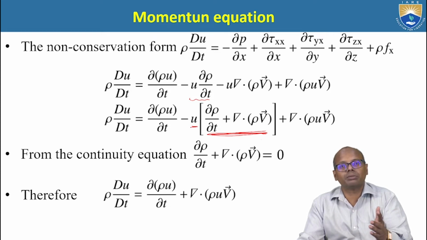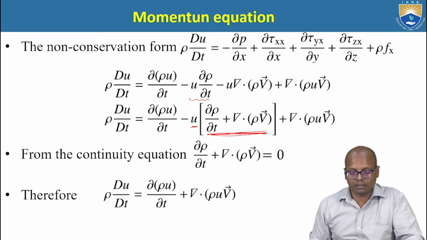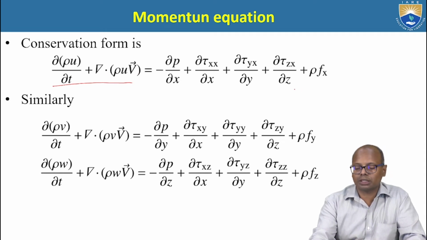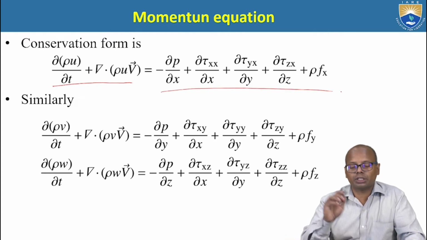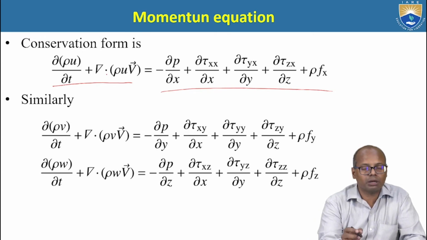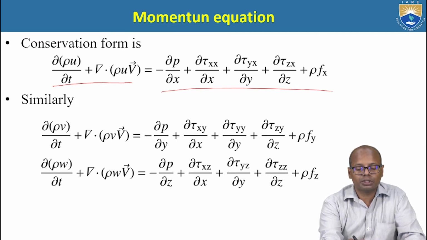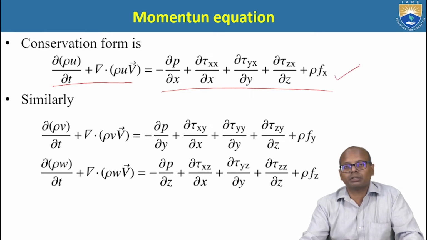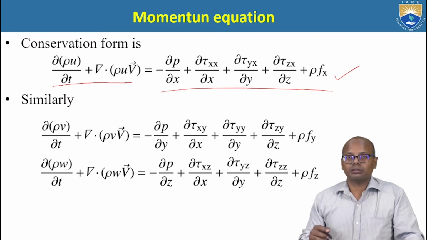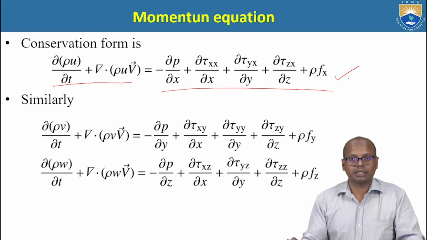So this is the simplification for the LHS of the momentum equation for x direction. If I put this in our momentum equation, I get this one: ∂/∂t of (ρu) plus ∇ · (ρ u V̄) equal to minus this. This we are not changing. We have changed only this one, so that we got a del dot term. So this equation is called the conservation form of the momentum equation. We got the conservation form of the momentum equation in x direction.